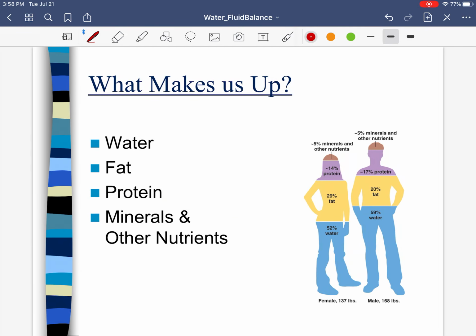Okay, if we look at our composition of water in terms of our body, it is pretty darn big. So I would say for most people, about 50 to 60% of our body is water. And this is why hydration, maintaining enough water for what our body needs, is so important, okay? So you should know that range, about 50 to 60% of our body is water. The rest here you don't need to know. So if I don't talk about it, you don't need to know it.